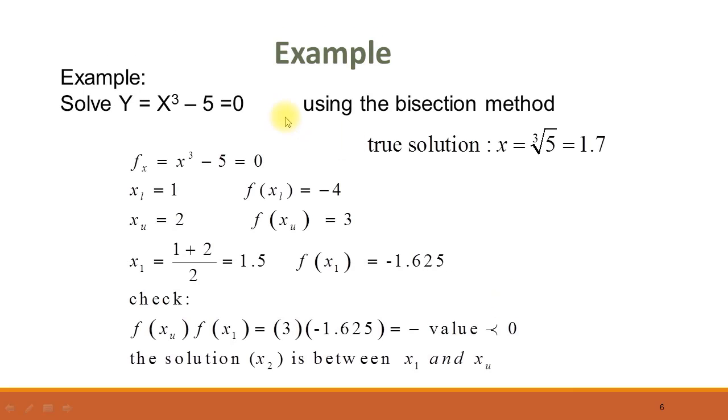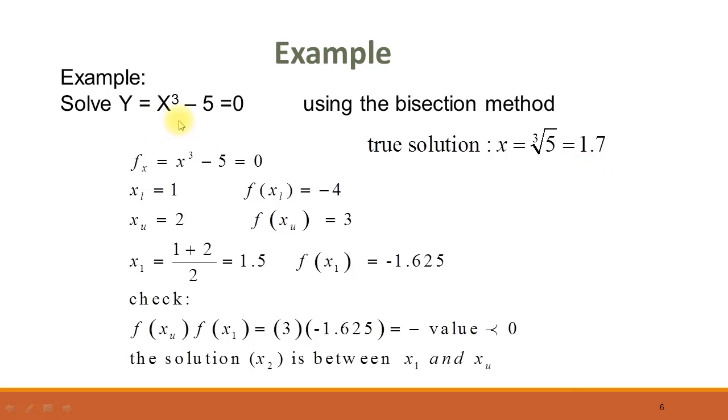Now let's move on to discuss the procedure of the bisection method through an example. For example, we have a non-linear equation y = x cube minus 5 = 0. Dear students, we can solve this equation easily by simplifying it. x cube is equal to 5, and then taking the cube root on both sides, we obtain the true solution. Cube root of 5 is equal to 1.7.